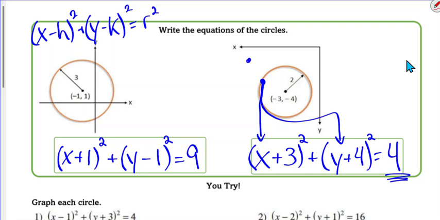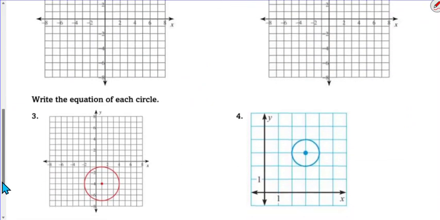All right. On those 4 problems at the bottom, you're either graphing or finding the equation of the circle.